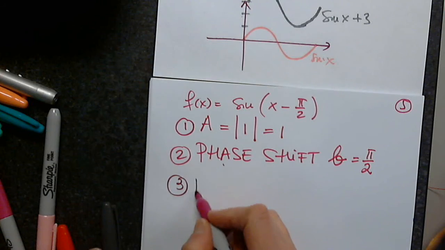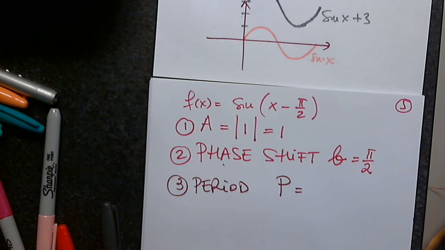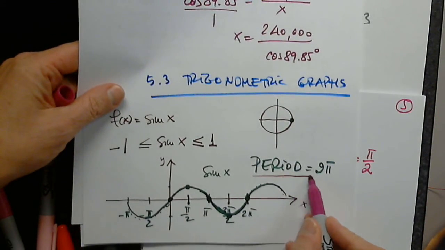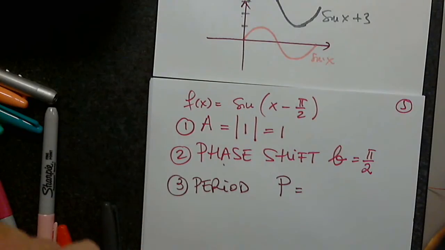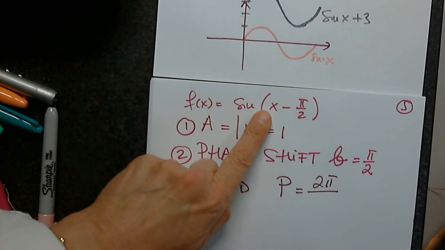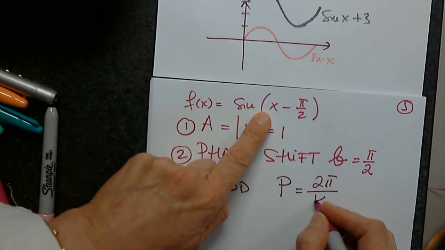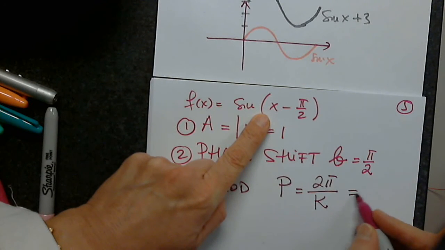Number 3, period. Period is denoted by uppercase P. What did we say the period for sine was? Plain, simple sine, base function sine. What was the period? 2 pi, yeah. Good. So this will be 2 pi divided by the number in front of x, generally denoted by k. But what is the number in front of x? 1. So this will be the same period.